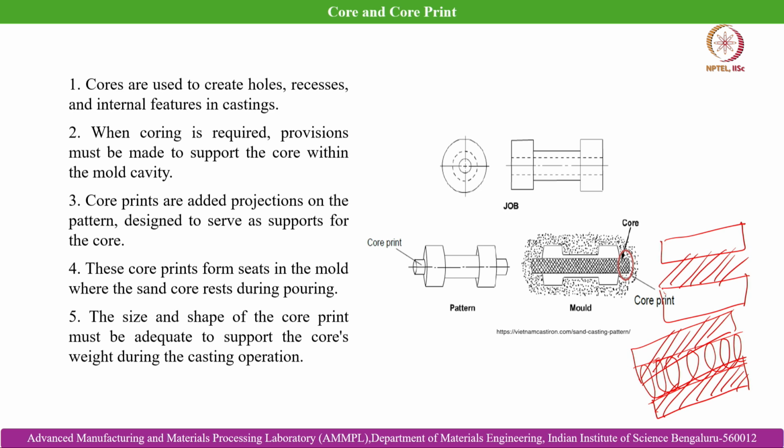So, core prints are added projections on the pattern, designed at the beginning on the top of the pattern or at appropriate locations within the pattern. They serve as the seats where the core rests within the mold cavity, so that it can withstand the metallostatic forces exerted by the flowing liquid melt which is poured within the mold cavity. The size and shape of the core print must be adequate to support the core's weight during the casting operation.